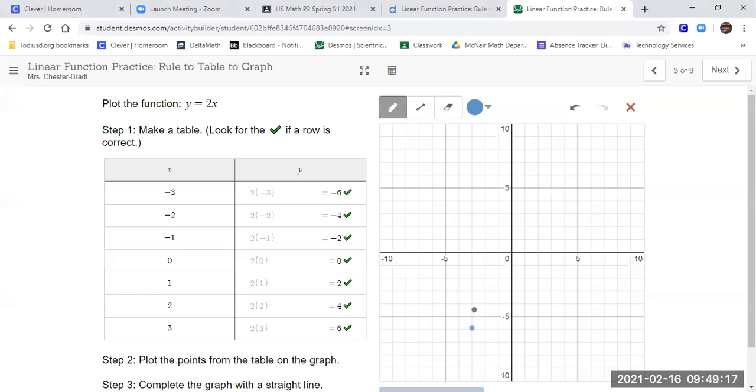Okay, -3, -6, -2, -4, -1, -2, 0, 0. Oh, it went through 0, 0. What kind of graph is this then? What kind of graphs are going through 0, 0? We learned that. It's proportional, yes.